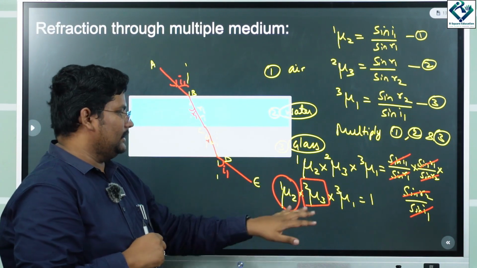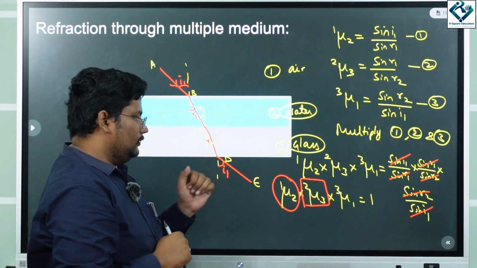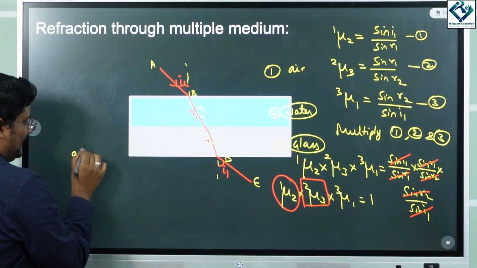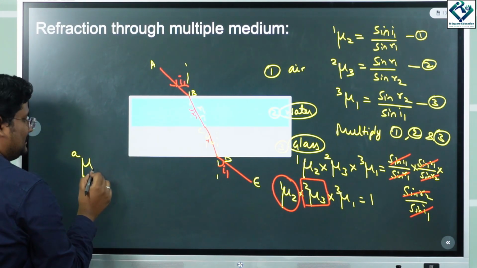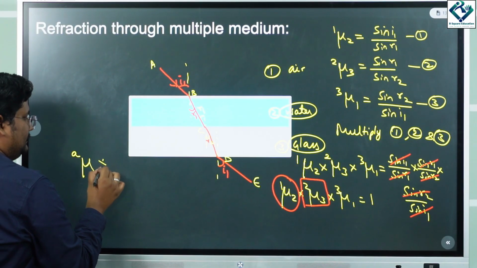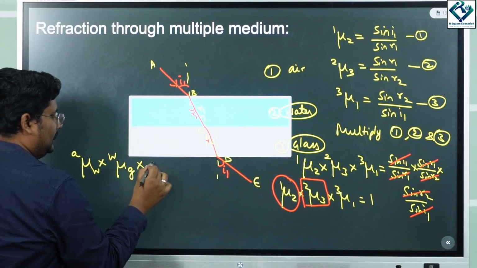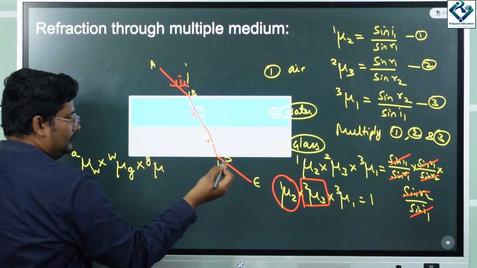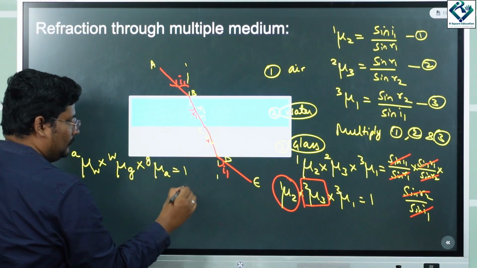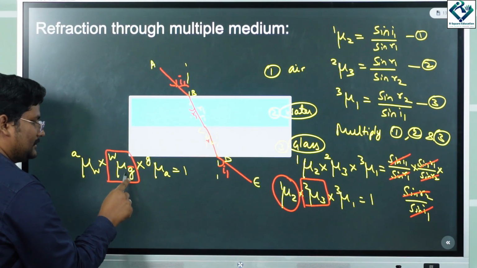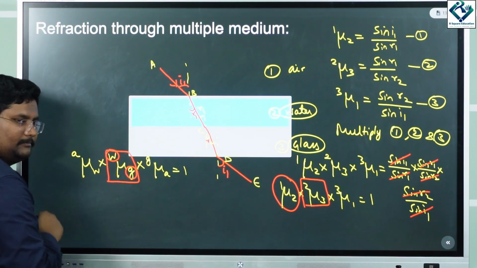In that case, you can use this. Now, I will say it simply. Let us consider first medium as air, second medium as water, third medium as glass, and first medium as air is equal to 1. I want to know what is going to be the refractive index of glass with respect to water.